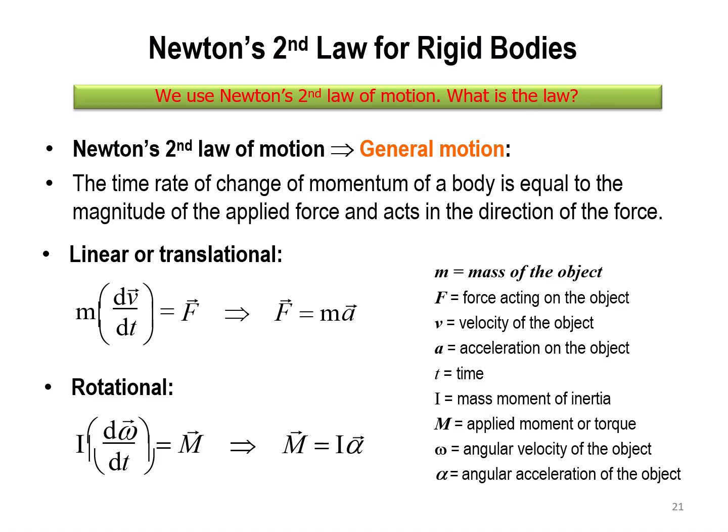So here are the keywords. The m is the mass of the object, F is the force acting on the object, v is the velocity of the object, the linear velocity of course, a is the linear acceleration of the object, t is the time, I is the mass moment of inertia, and this will differ from one section to another. M is the applied moment or torque, omega is the angular velocity of the object, and alpha is the angular acceleration of the object.